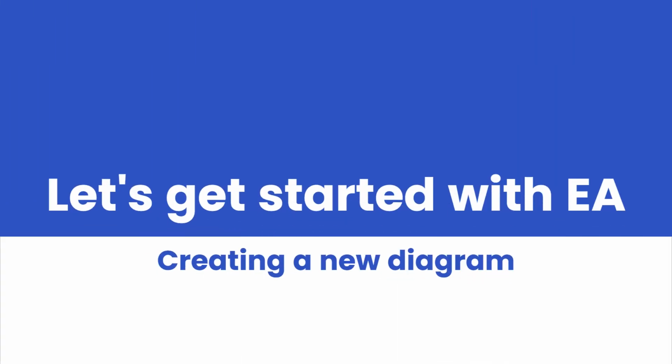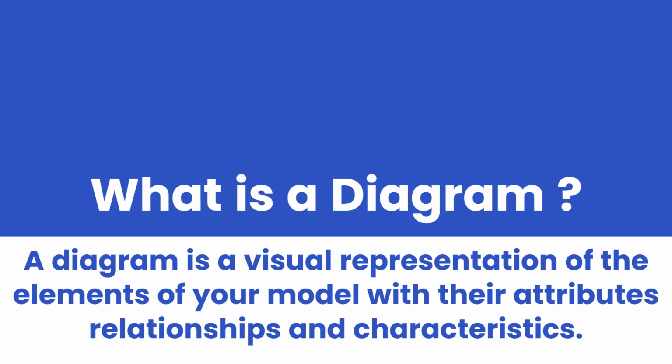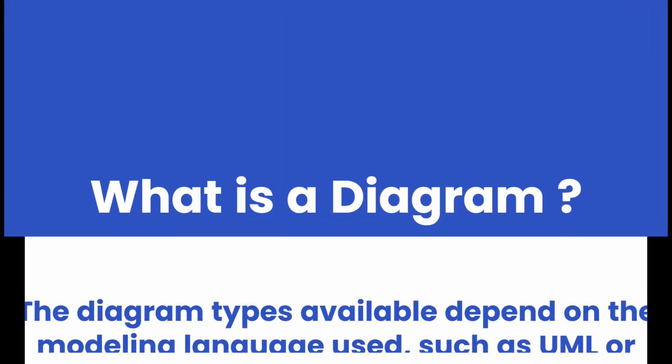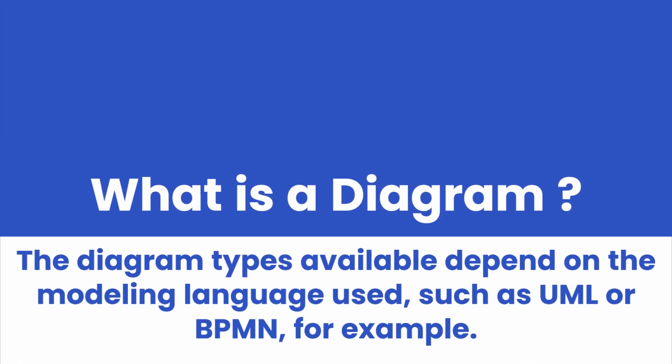A diagram is a visual representation of the elements of your model with their attributes and characteristics. A diagram is also displaying how the elements are connected and/or interact with each other. Different diagram types exist and they show different aspects of the model and the relationships between elements. The diagram types available depend on the modeling language used, such as UML or BPMN, for example.